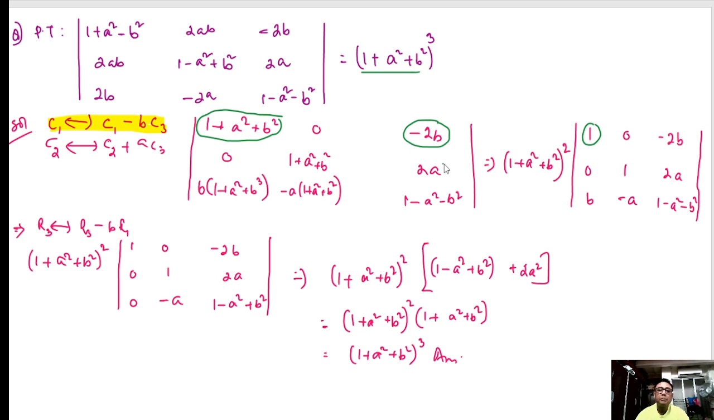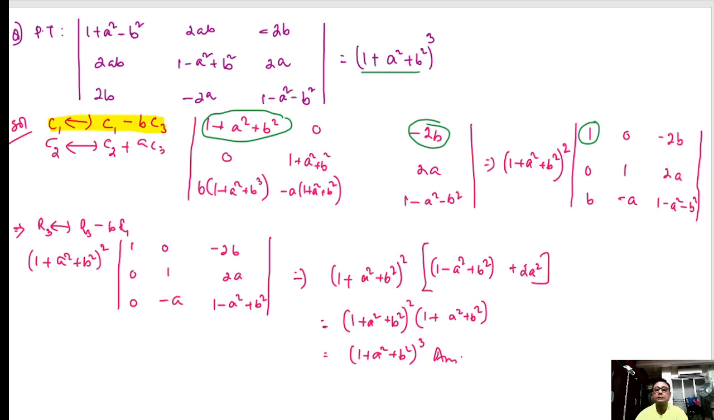Sorry, I am by mistake applying the column rule, row rule. Okay, so in C1 I will do C1 minus B times of this. So B times of this, C1 minus that, will give you 1. One plus A square plus B square. Correct.